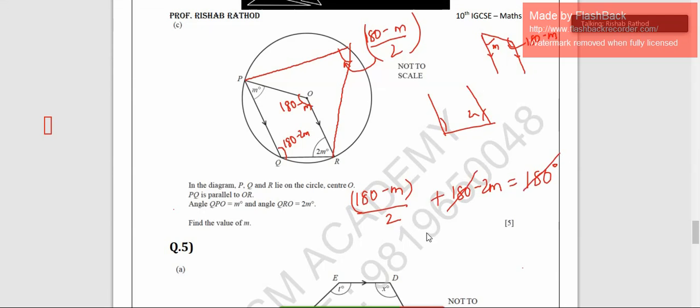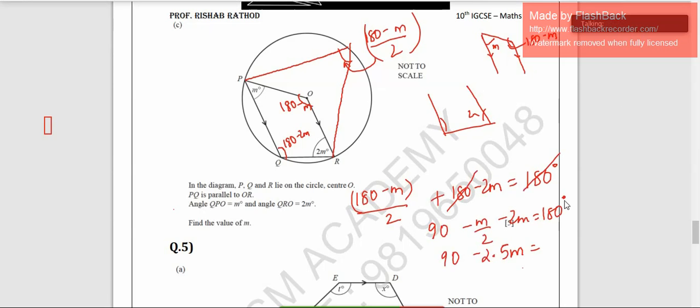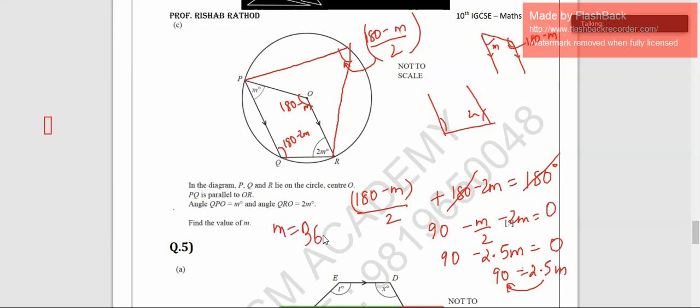180 divided by 2 is 90 minus M by 2 minus 2M is 180. 90 minus 2.5M is equal to, sorry, not 180, 0. This is 0. So 90 is equal to 2.5M. So 90 divided by 2.5 is M. M is 36. Did anyone get this answer?